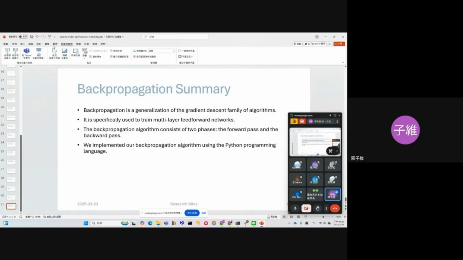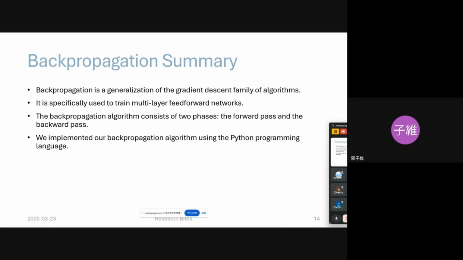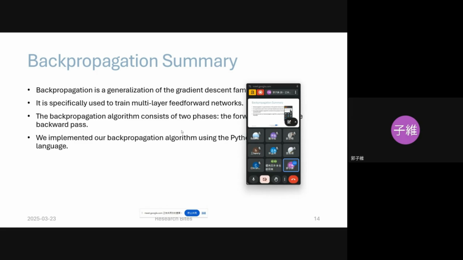Okay, so the summary is backpropagation is a generalization of gradient descent in the family of algorithms. It's specifically used to train MLPs, and there are two stages: the forward propagation and the backward propagation, the backward pass. And that wraps up my presentation on this.